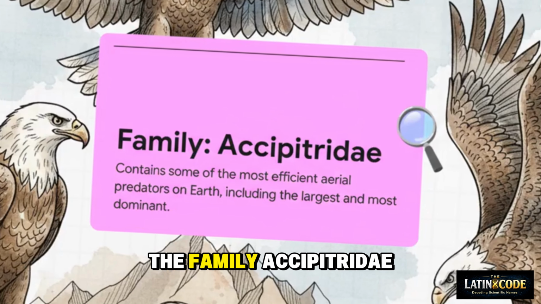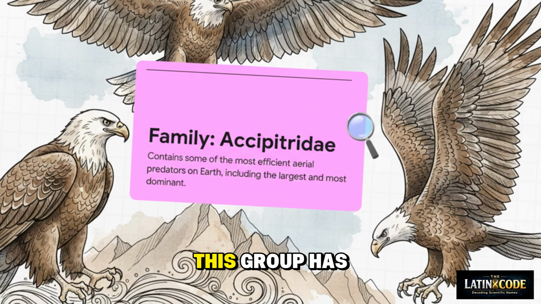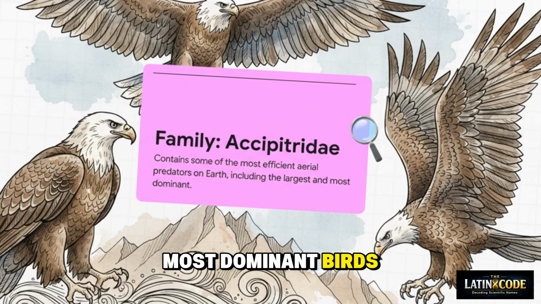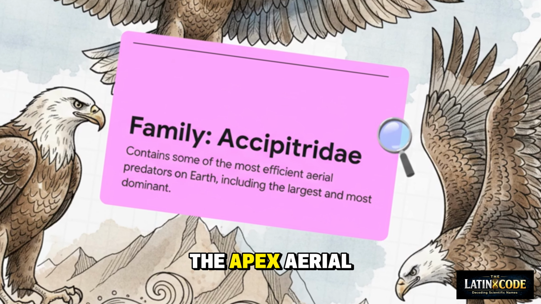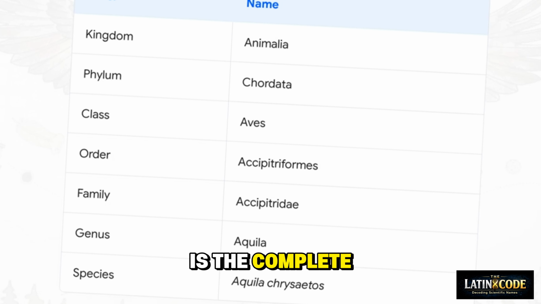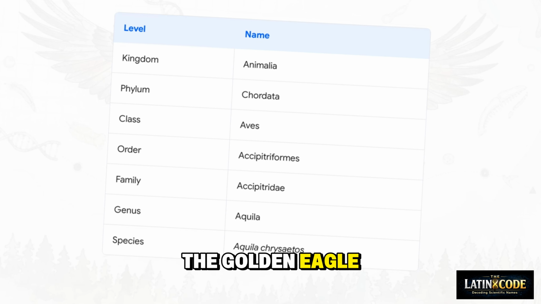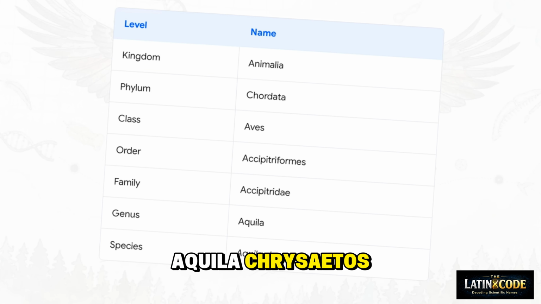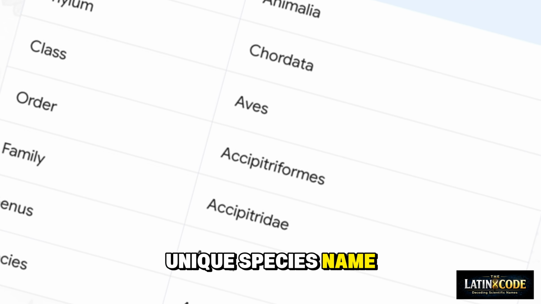Moving down to the family Accipitridae, we find the absolute titans of the sky. This group has the largest, most dominant birds of prey, and that includes all true eagles. These guys are the apex aerial predators, period. And here it is, the complete code. We're looking at a specific species here, the golden eagle, Aquila chrysaetos. From the gigantic animal kingdom all the way down to its unique species name.